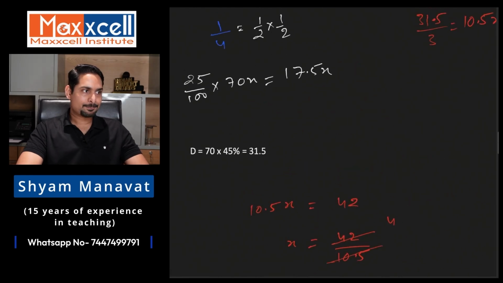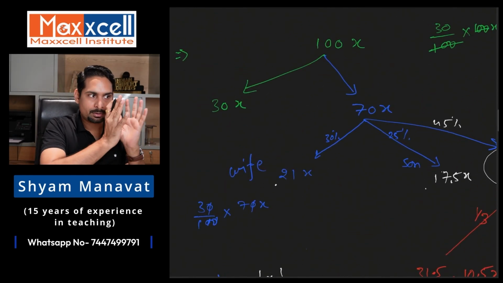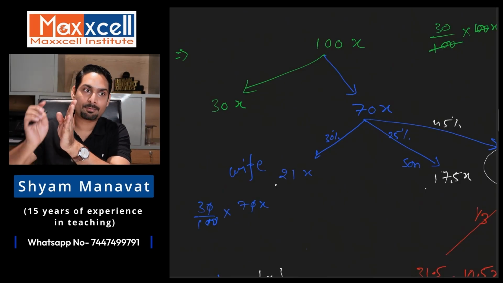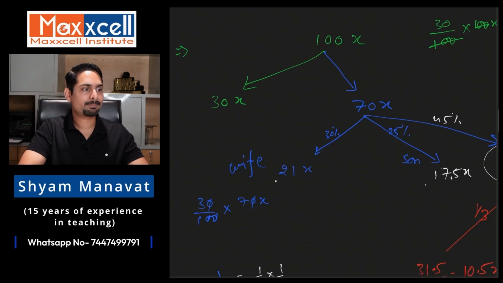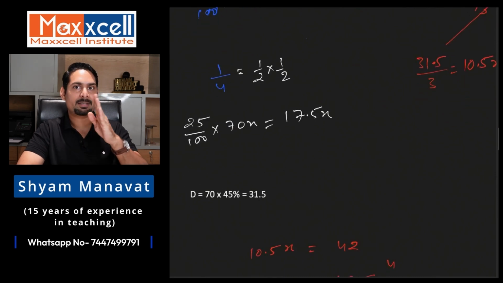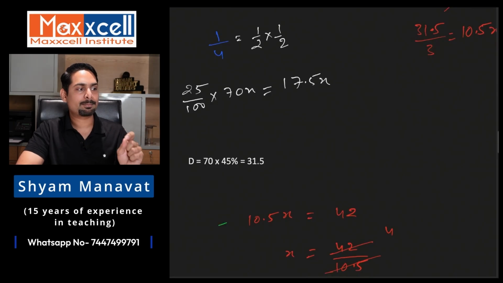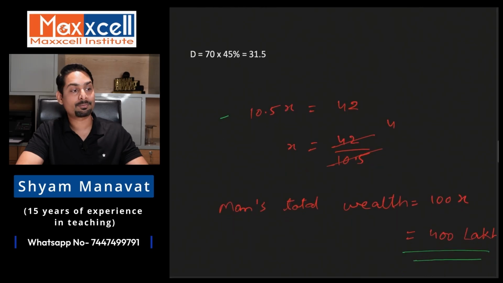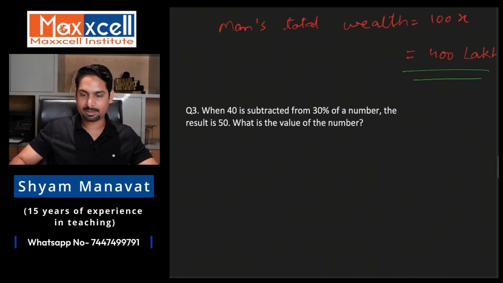You can revise this so that you can understand the calculation, although keep it shorter. 30x has gone to charity. Out of 70x, 45% has gone to daughters. That 45% is again divided into 3 equal parts. So 45% of 70 is nothing but 31.5. 1/3 of 31.5 is 10.5. So you can directly jump to this step and say 10.5x is equal to 42. So x is equal to 4. So the total wealth is 400 lakhs. You can make it this short.